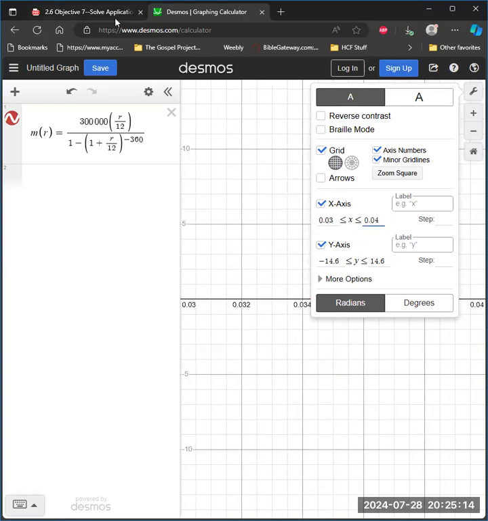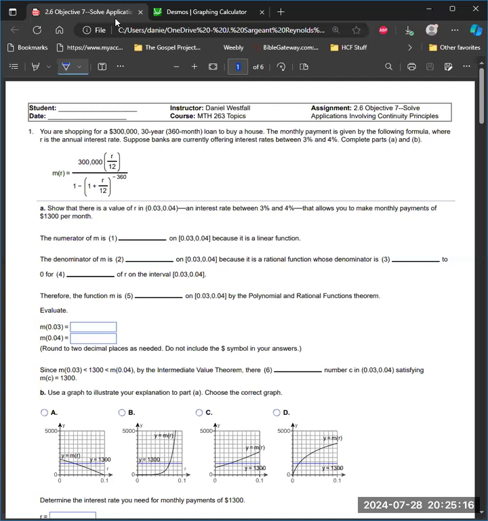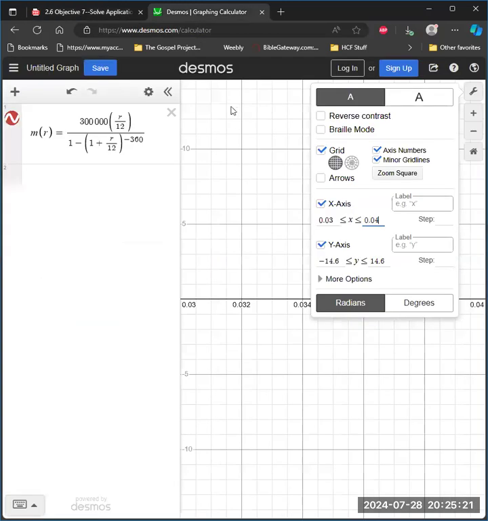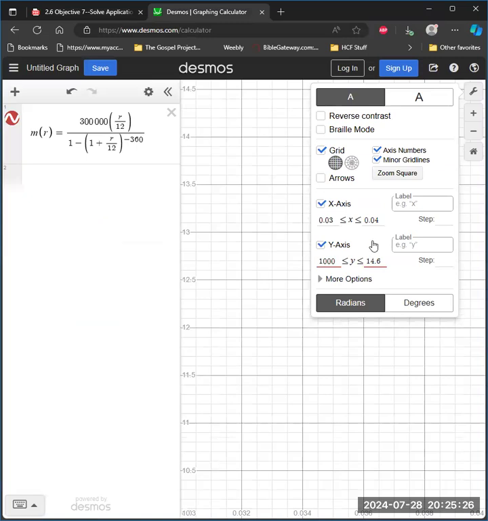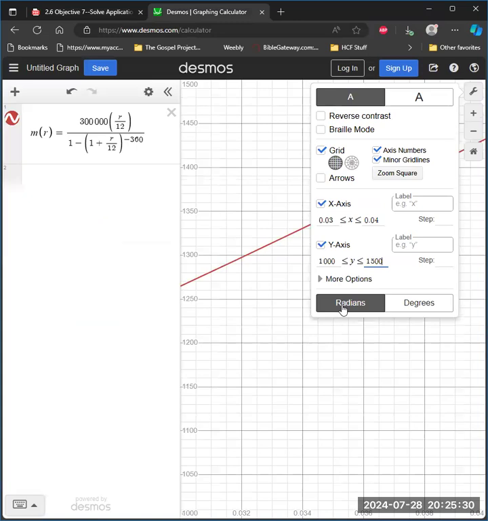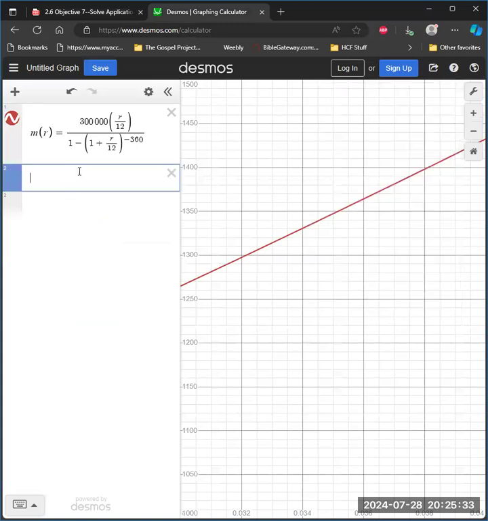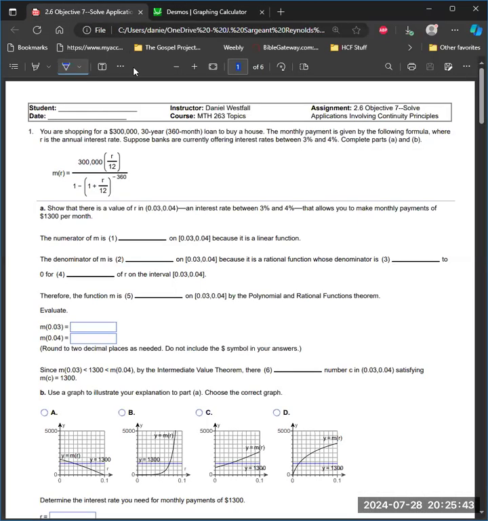And we want our monthly payment to be, what was it? $1,300 a month. So let's go between 1,000 and 1,500. I want y equals 1,300. So there's the value right there that we're looking for. But let's use the intermediate value theorem. Let's prove we can use it.